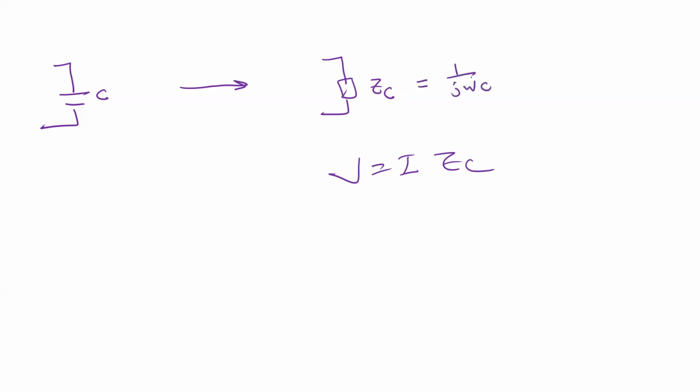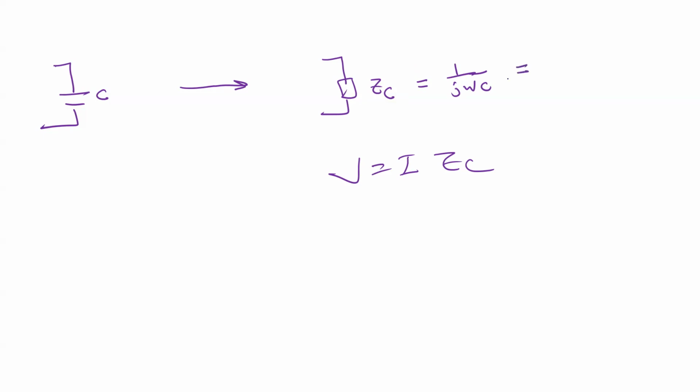Capacitor has C. It's the same thing. In case of a capacitor, when I convert it to the complex domain, I'm going to make it an impedance, again like resistance. So then V equals I ZC, similar to V equals IR, but this is for the case of a capacitor. But this one should equal 1 over j omega C.